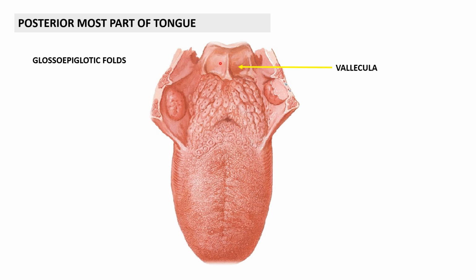There are depressions on either side of the median glossoepiglottic fold. On the right side and left side of it, there is a depression. These depressions are called the vallecula. So this is the right vallecula and this is the left vallecula. Still more laterally, lateral to the lateral glossoepiglottic fold, is the region of the pyriform fossa that we will learn under the pharynx, laryngopharynx.